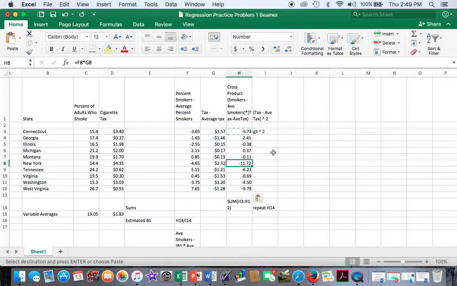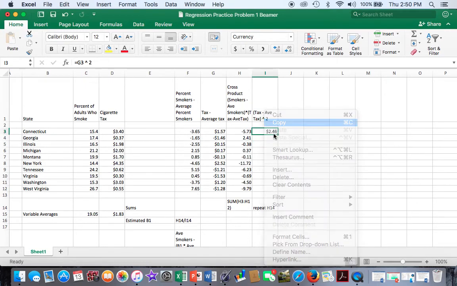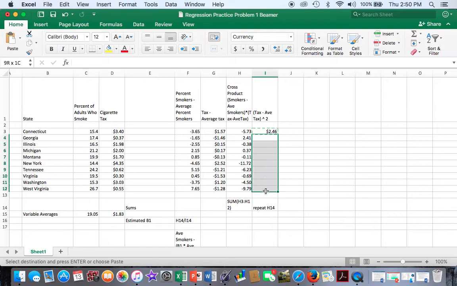The next thing we want, for the bottom, is the independent variable and its differences, and this difference to be squared. This will give us the denominator for our slope. So again, this would just be G3 squared, which we see $1.57 squared is about $2.46. We can copy that and paste it in here.